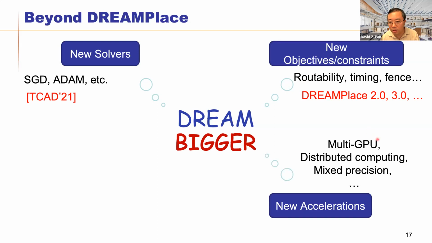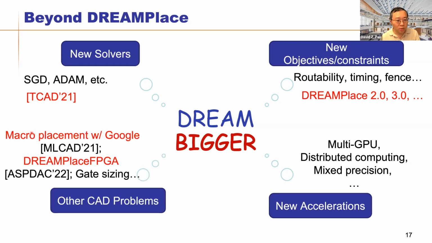And in the machine learning community, people have always been doing multi-GPU, distributed computing, mixed precision, etc. So those techniques can also be used to help this training process converge faster and with less computing power, right? We have also collaborated with Google Brain to extend this to work with reinforcement learning for macro placement. And we also extended DREAMPlace to FPGA, basically DREAMPlace FPGA. Anyway, what I'm trying to say is that the DREAMPlace framework is very general and can be used for other purposes.